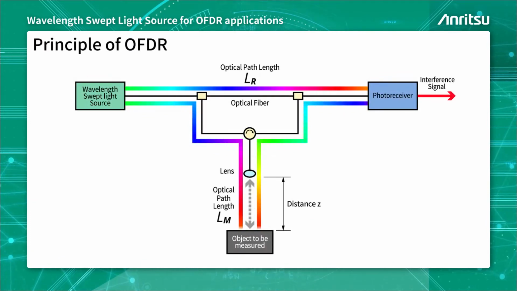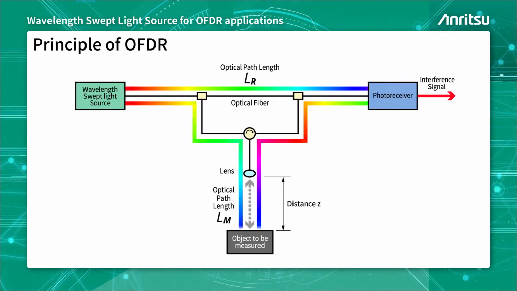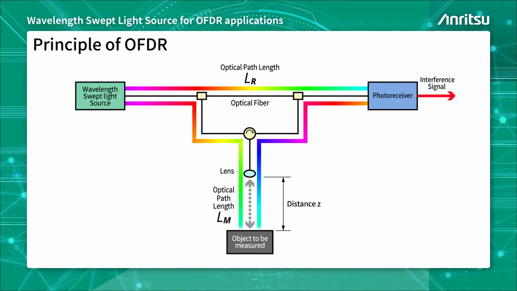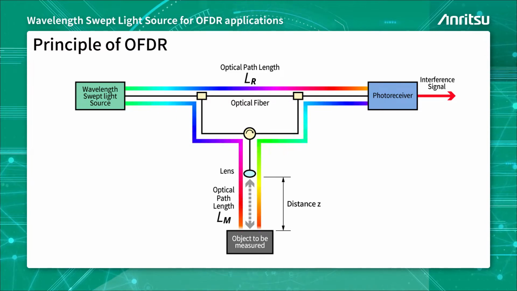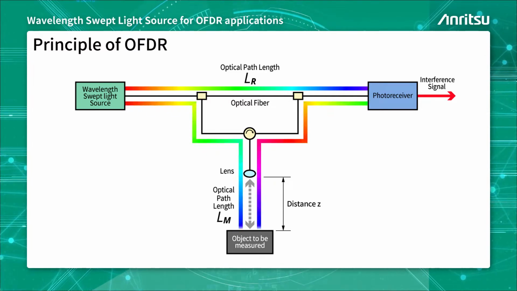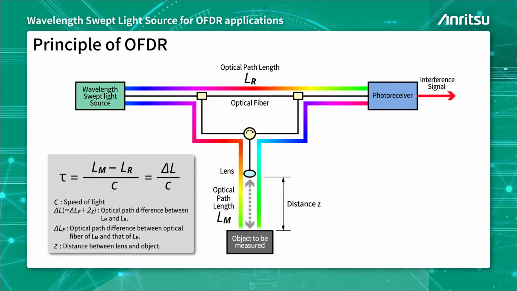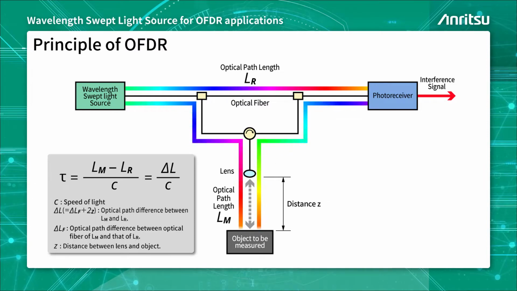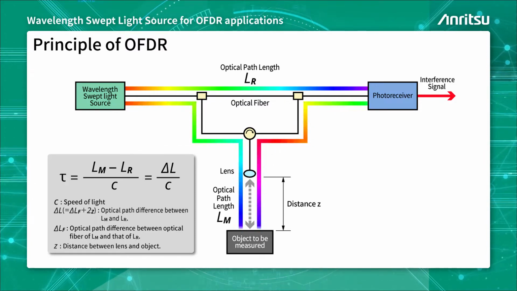First, let's take a brief look at the principle of OFDR. This is a diagram of the interferometer. LR at the top is the reference light path, and LM at the bottom is the measurement light path that passes through the object to be measured. Suppose that the optical path length of LM is longer than that of LR, and there is a time delay of tau when light through LM combines with LR passing light.